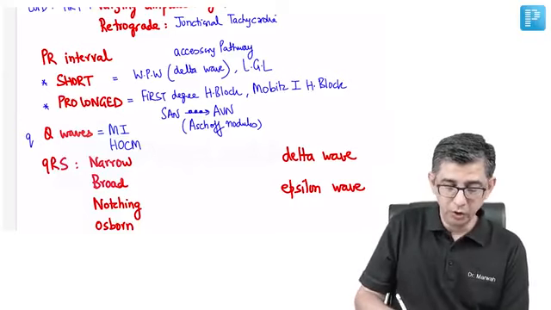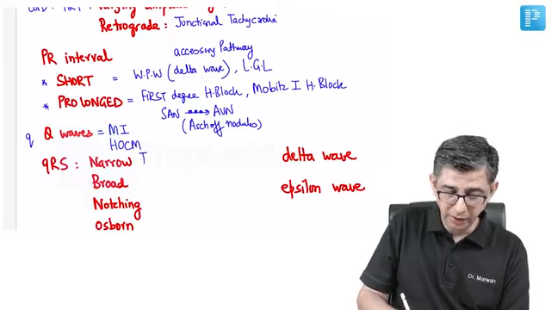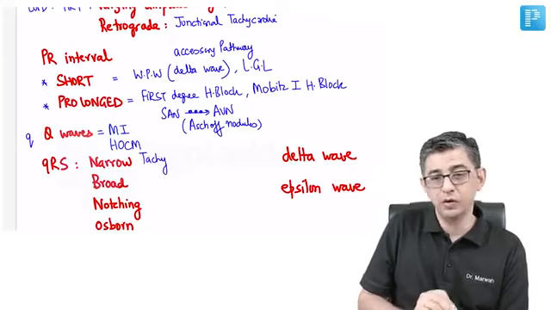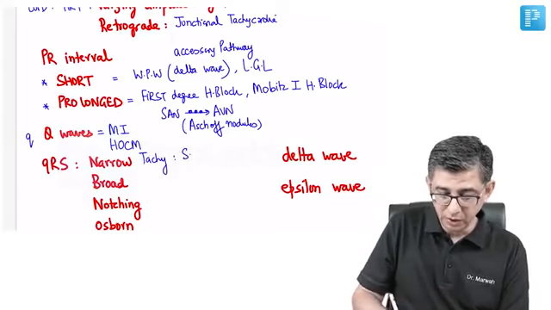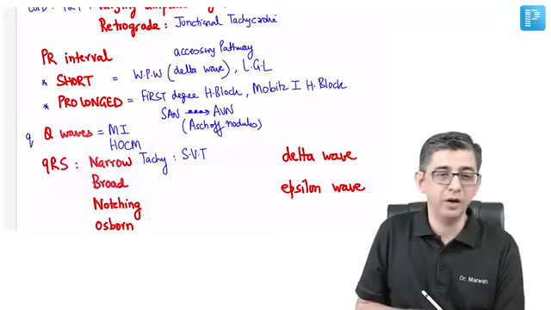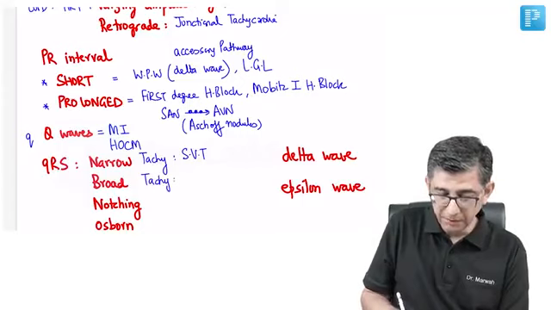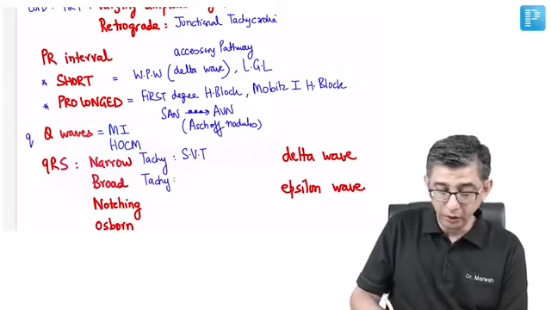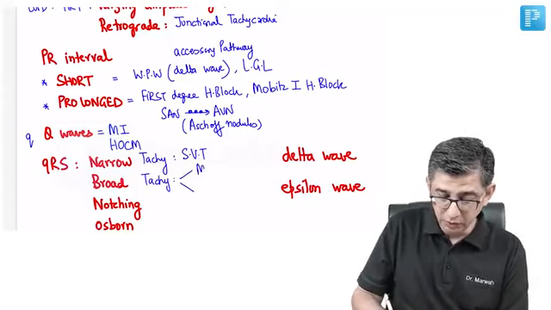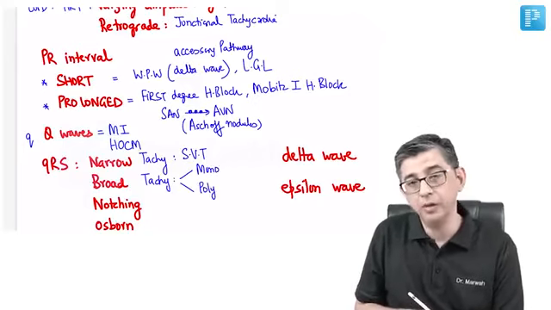It could be a narrow QRS tachycardia. So the word tachycardia is what I'm adding here, and the QRS word is already present. Narrow QRS tachycardia would be supraventricular tachycardia like a PSVT or atrial fibrillation or atrial flutter. But whenever there's going to be a broad QRS tachycardia, then you have to take into consideration whether the amplitude is going to be equal or the amplitude is going to be variable.